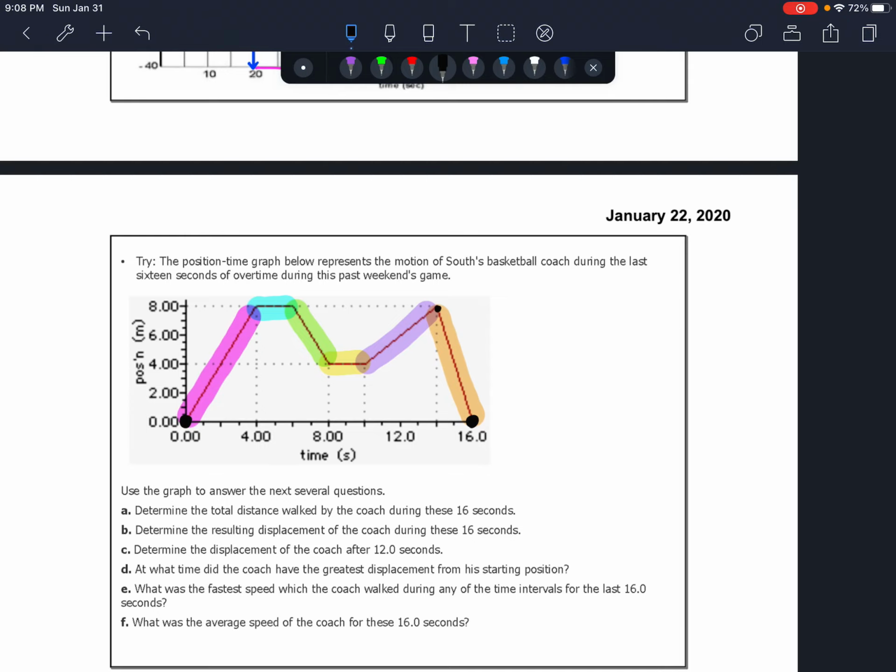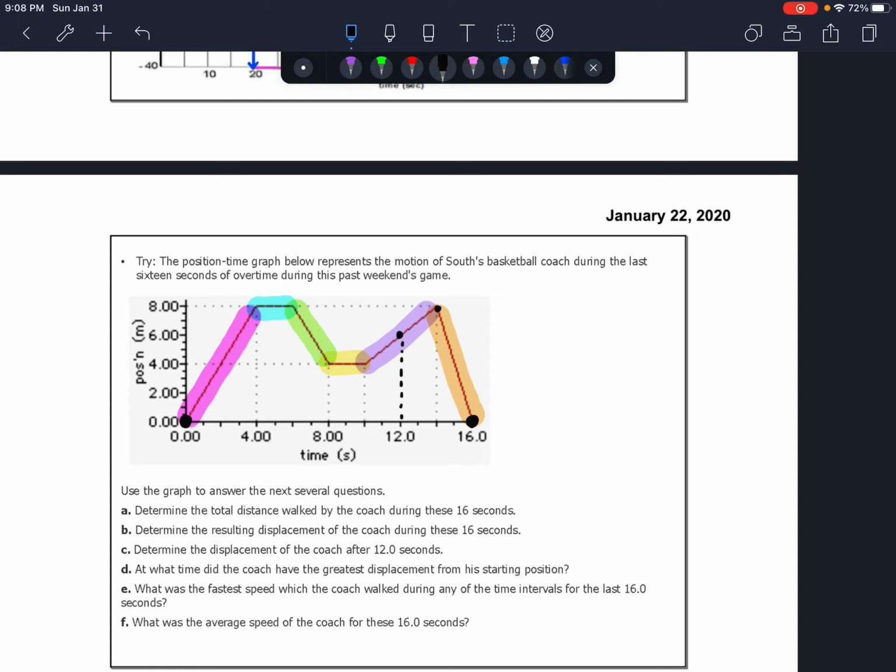So at 12 seconds, I'm going to estimate this. It looks like he was at 6 meters. Is that accurate? Yep, he was at 6 meters.